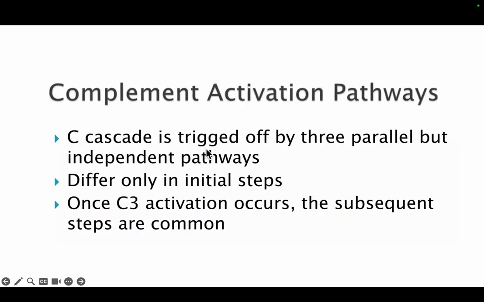Complement activation pathways: there are different pathways, or signaling processes, you can say. Why signaling? Because it's a cascade mechanism. One protein activates another protein, that protein activates another substance, like that. That's why it's called a cascade pathway. So we'll discuss complement activation pathways. The C cascade is triggered off by 3 parallel but independent pathways. The complement pathways, also called the C cascade pathway, differ only in initial steps. Once C3 activation occurs, the subsequent steps are common.